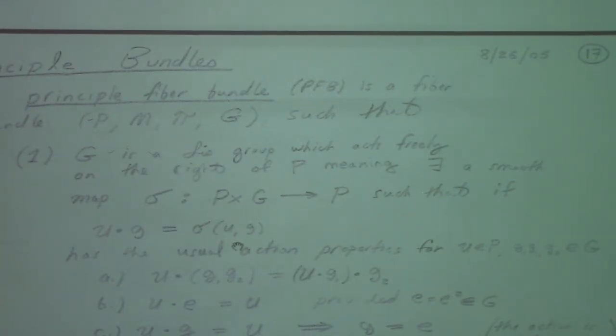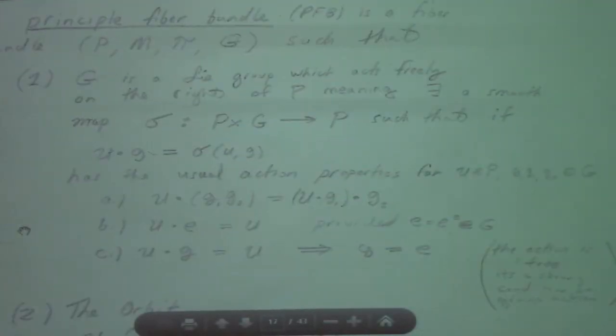PFB, principal fiber bundle. You have the total space, the base space, the projection map, and a group. This time our fiber is a group, a Lie group, which acts freely on the right of P. What's that mean? That means that there exists a smooth map, sigma, from P cross G to P, such that if we look at u dot g, which is sigma of (u, g), it has the usual action properties.